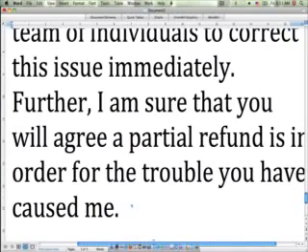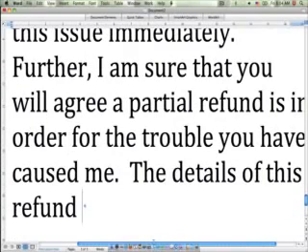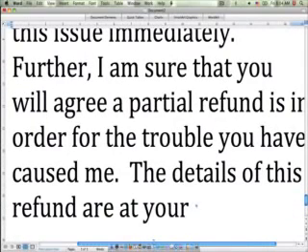now let's say that maybe we're asking for a partial refund, but we're not going to tell them what percentage we want. We're not going to give them a dollar amount. You could do that if you like, actually, but here I'm going to leave it up to the company to decide what they think is fair to rectify this problem. So I'm going to say something like, the details of this refund are at your discretion.